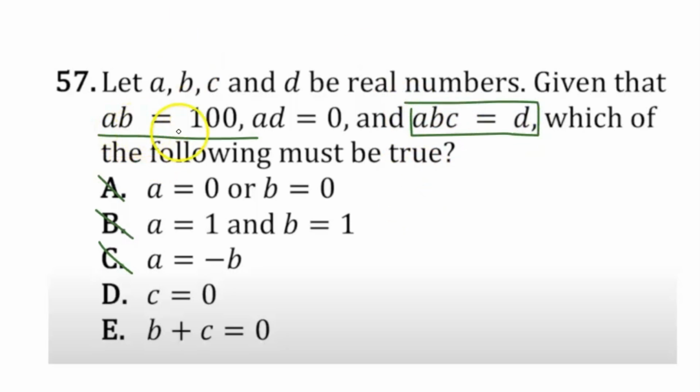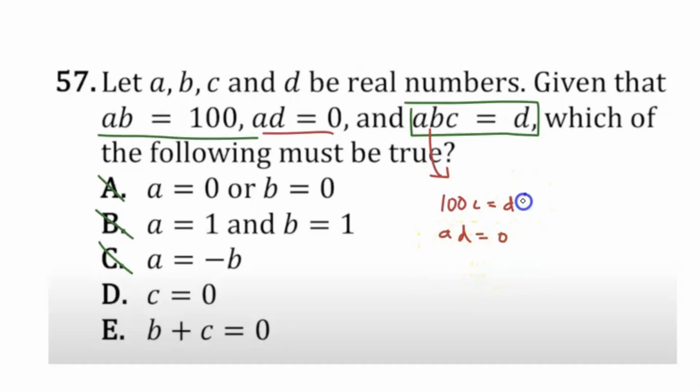Because A times B equals 100, okay? So we know that here, A times B must be equal to 100, so 100C equals D, and then we can actually use the second expression, A times D equals 0, okay? So A times D equals 0. We already know that A cannot be 0, right? So, therefore, we know that D must be 0 because A times D equals 0.